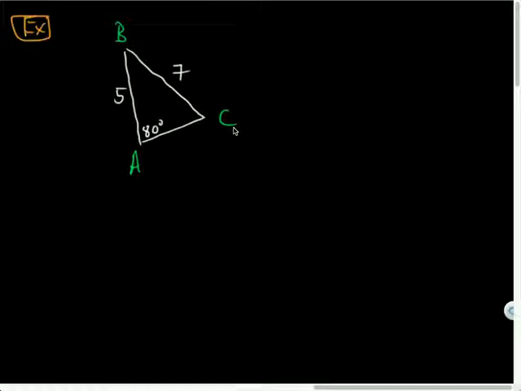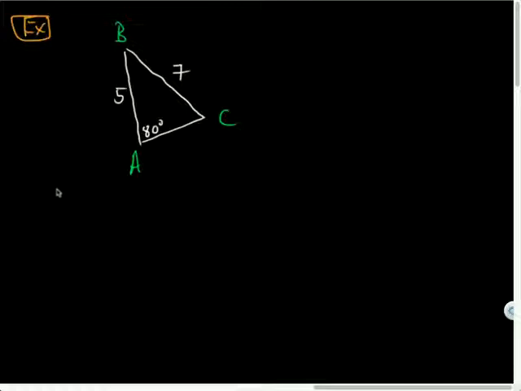So question, can I use law of sines? Do I have an angle and its side buddy? Yes, I've got angle A and little a. Okay? I also have little c. So what's the next piece of information I could find?